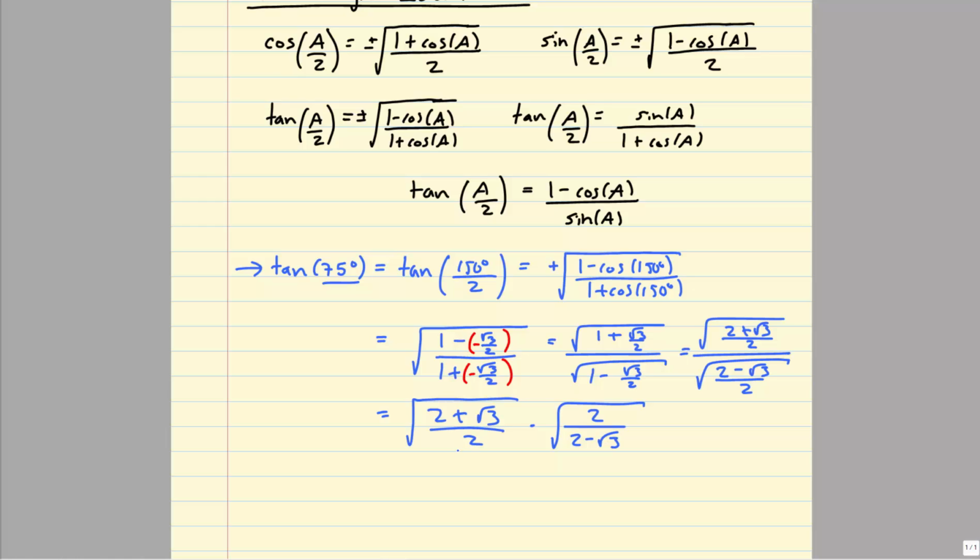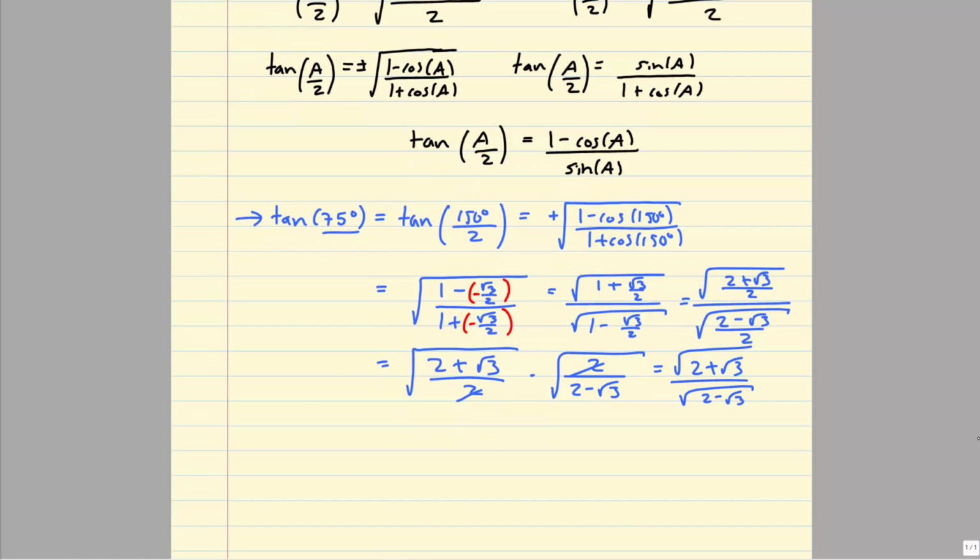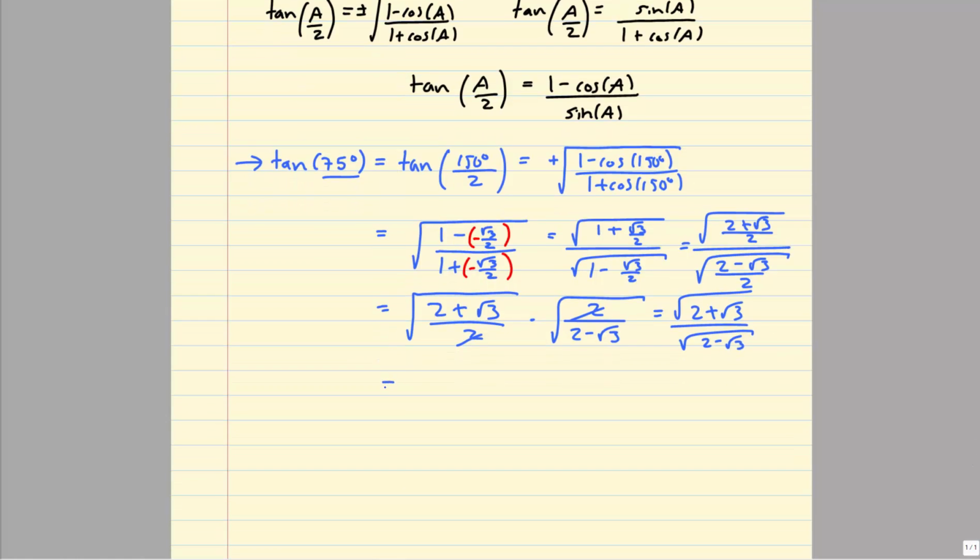I can see that the 2's would cancel. They're both radicals underneath the radical, so I can do this. And I'd be left with the square root of 2 plus root 3 over the square root of 2 minus root 3. Now I could try and rationalize that denominator. So let's see what happens if we do that. So I'll multiply top and bottom by 2 minus root 3.